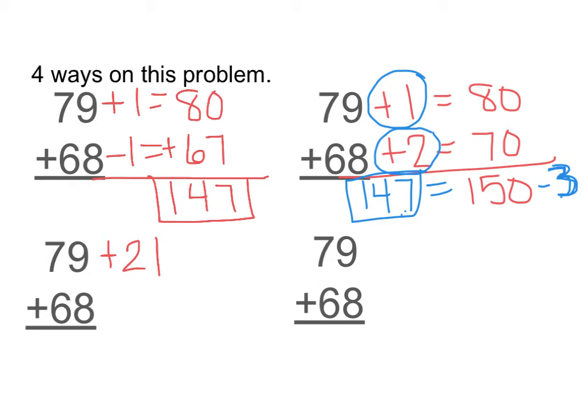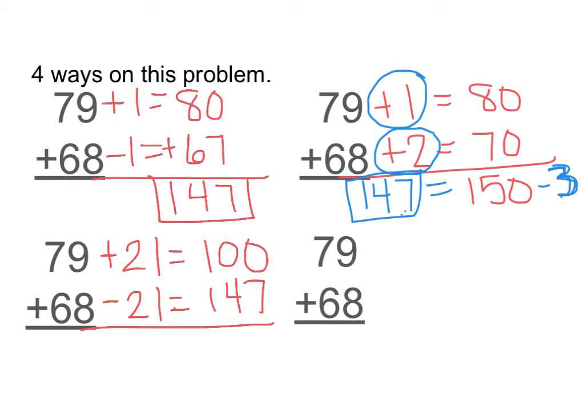Now let's try this over here to the next 100. So 79 plus 21 and 68 minus 21. 79 plus 21 is a 100 because I picked it to be the partner. 68 minus 21 is 47. So 100 plus 47.